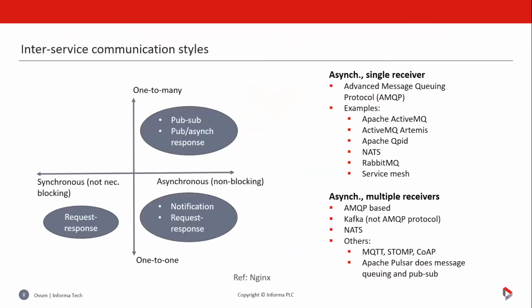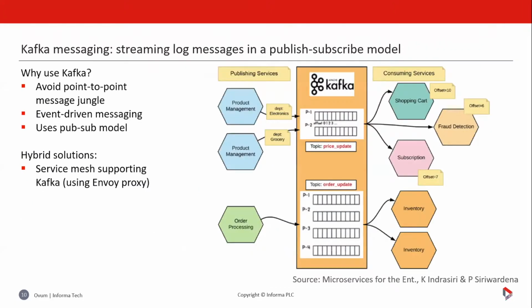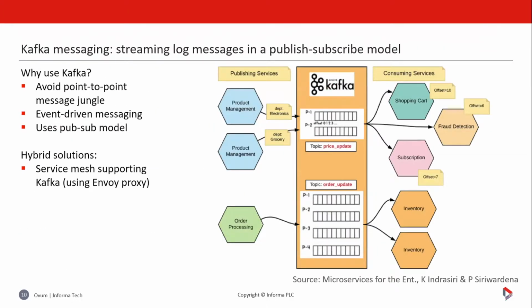So if we go back to here, you'll see that the service mesh is really designed for one-to-one communication, so one service connected to another. The other example is Kafka, which has emerged. Again, if we come back to here, we'll see that Kafka's sweet spot is one to many in the bottom right there. Kafka has emerged as a leading publish subscribe tool. So instead of having a jungle of connectivity, Kafka is there to provide some control and management of messaging, allowing different groups to subscribe to different messages, message types, and so on.